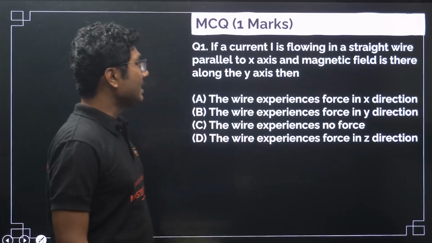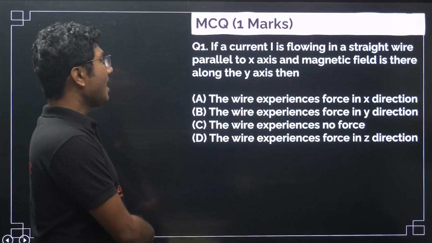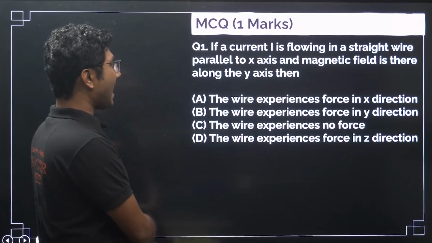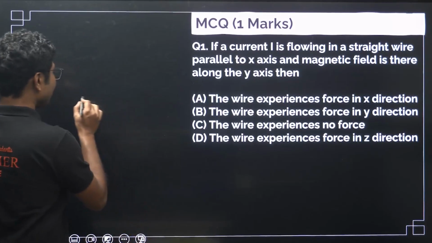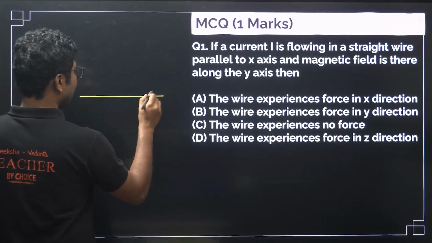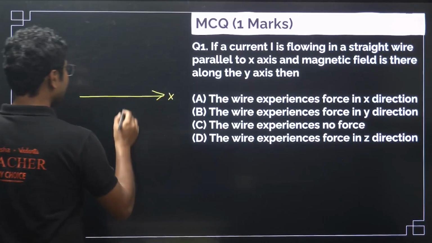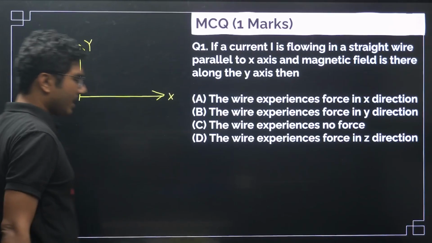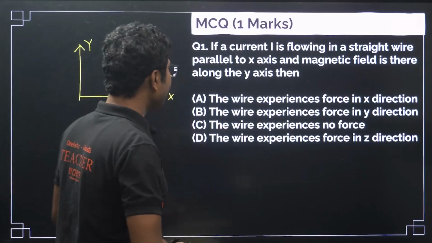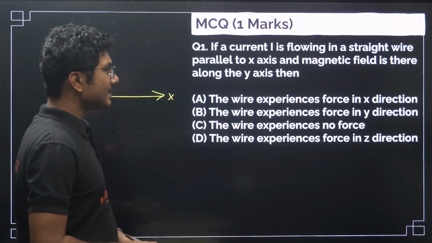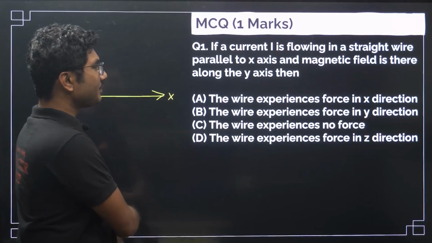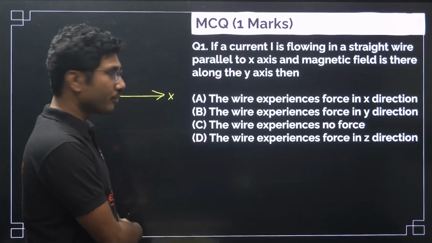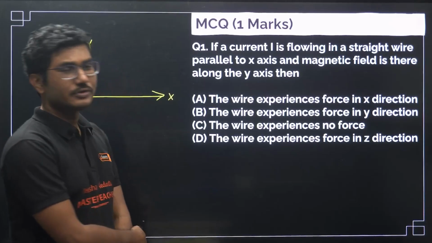If a current is flowing in a straight wire parallel to the x-axis and a magnetic field is there along the y-axis, so current is flowing in the x direction and the magnetic field is along the y direction. Okay, so we have to find: the wire experiences a force in x direction, the wire experiences a force in y direction, the wire experiences no force, or the wire experiences a force in z direction.